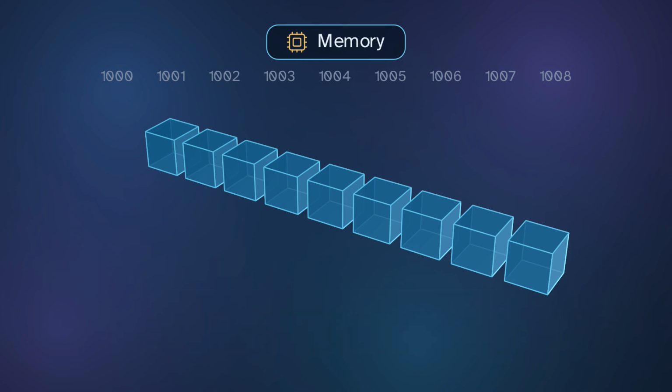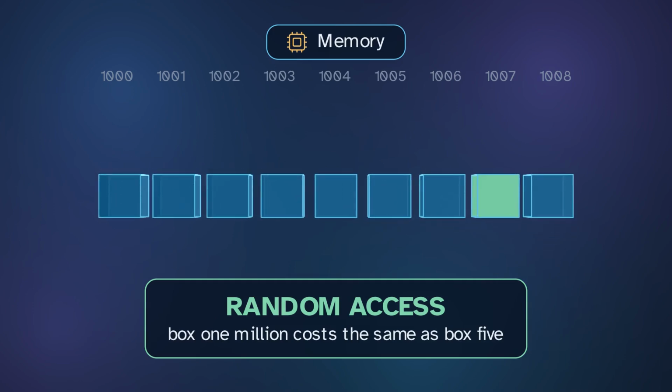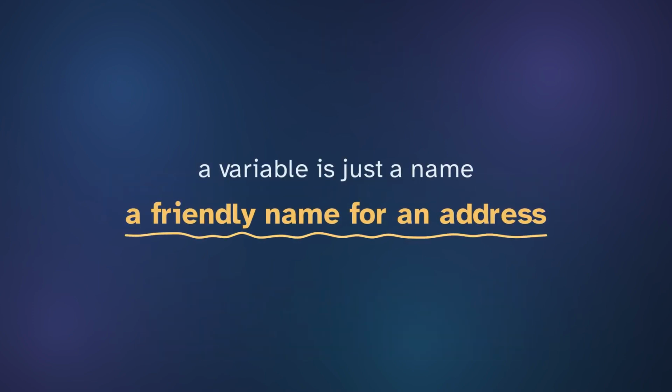Now, the property that everything in this course depends on. If I give the computer an address, it can go there immediately. It does not walk past the other boxes to get there. Reaching box number 1 million costs the same as reaching box number 5. That property has a name, random access. Random here does not mean unpredictable. It means any box in the same amount of time. And a variable, the thing you write in your code, is just a name. A friendly name for one of those addresses.